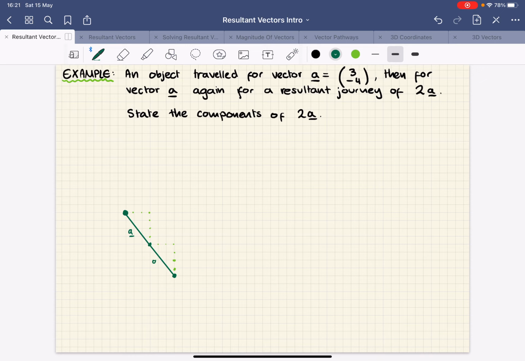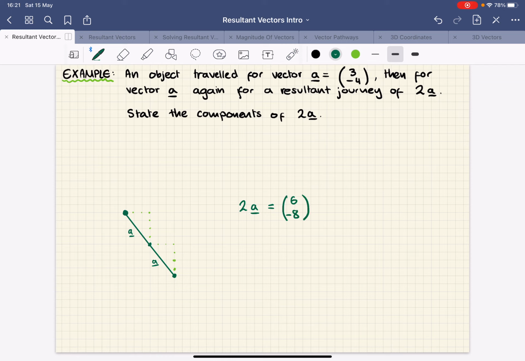So then having a think about what has occurred to that resultant journey of the 2A. I've gone across by 1, 2, 3, 4, 5, 6. And then I've gone down by 1, 2, 3, 4, 5, 6, 7, 8. So I went across by 6 and down by 8. So my total vector is (6, -8).